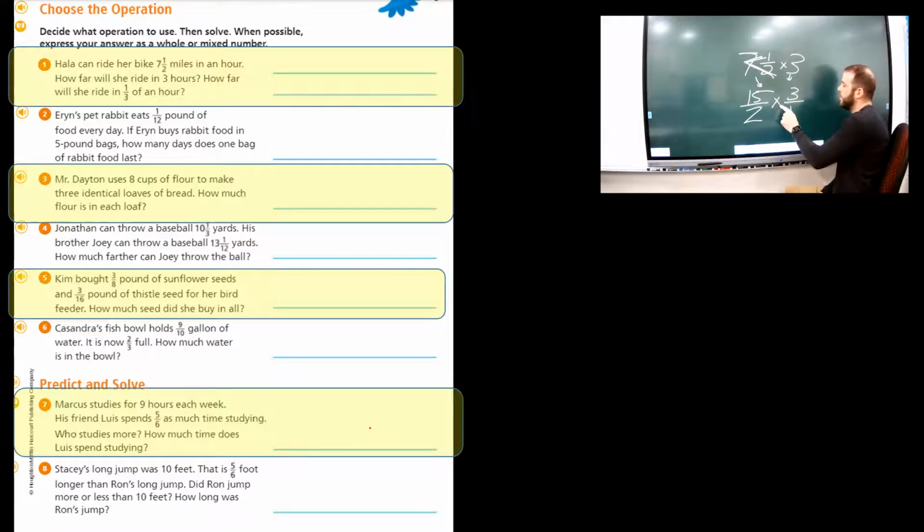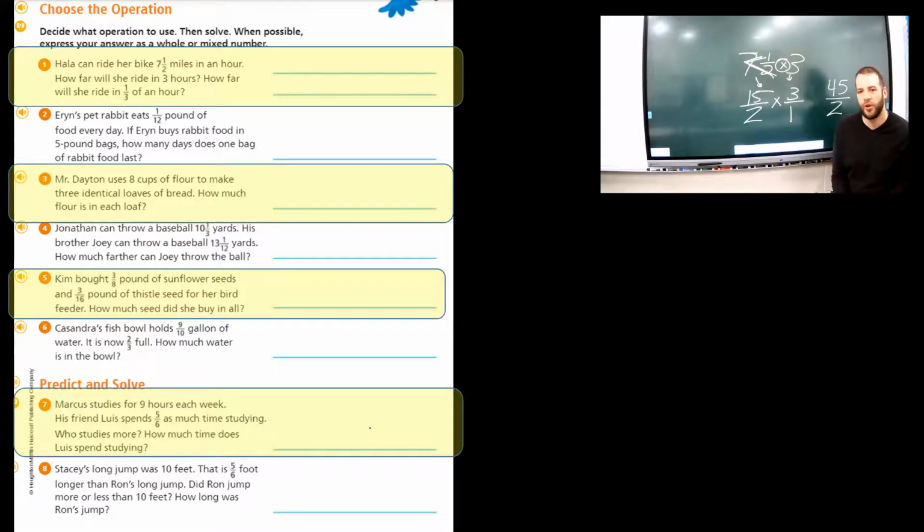See how it was multiplication? Do we need to flip anything? No. Everyone always wants to get flip crazy after they learned about keep, change, flip. You only do that when it's division because we don't want to divide. So there's no flipping here. You don't flip anything. Now we multiply across. We can simplify first. There's nowhere to reduce here. There's nothing you can reduce. So 15 times 3 is 45. And 2 times 1 is 2.